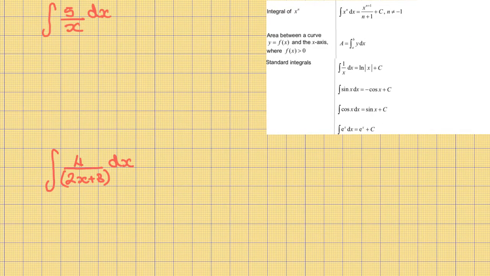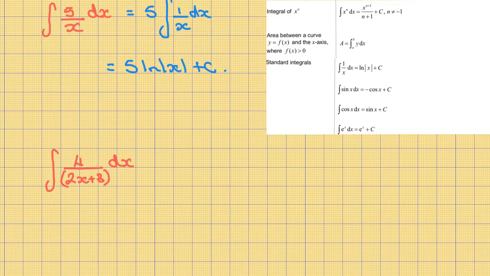And integrating 1 over x is equal to log x plus c. So the integral of 5 over x is equal to 5 lots of the integral of 1 over x dx, which is equal to 5 natural log of x plus c.